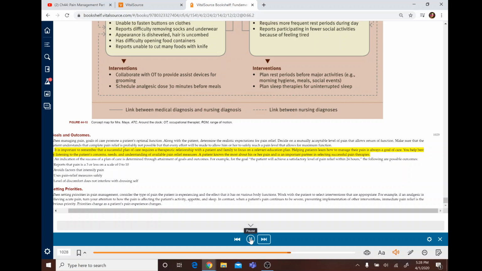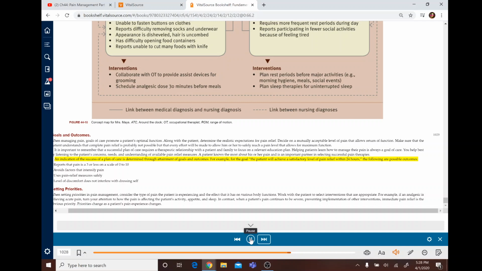It is important to remember that a successful plan of care requires a therapeutic relationship with the patient and family to focus on a relevant education plan. Helping patients learn how to manage their pain is always a goal of care. You help best by listening to the patient's concerns, needs, and understanding of available pain relief measures. A patient knows the most about his or her pain and is an important partner in selecting successful pain therapies.